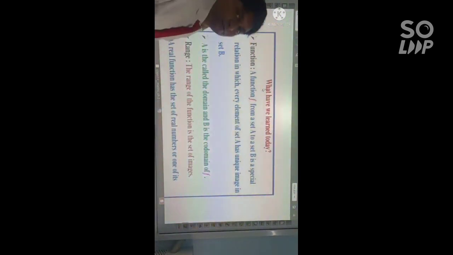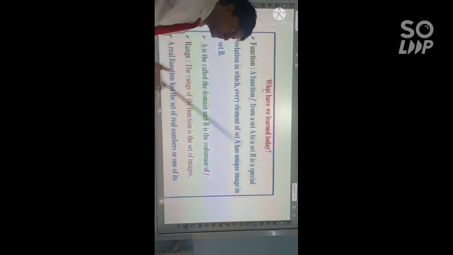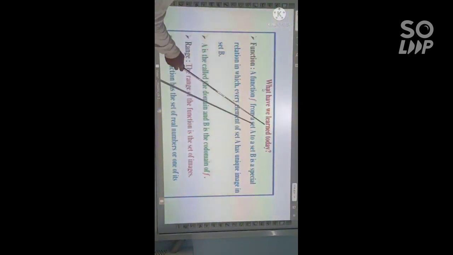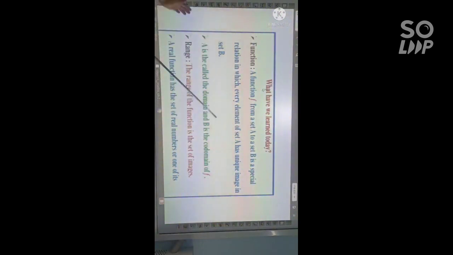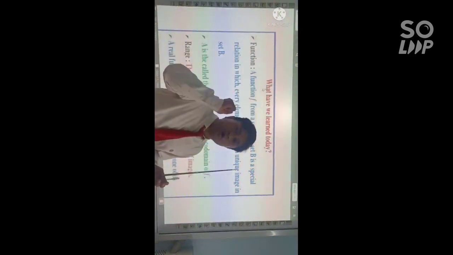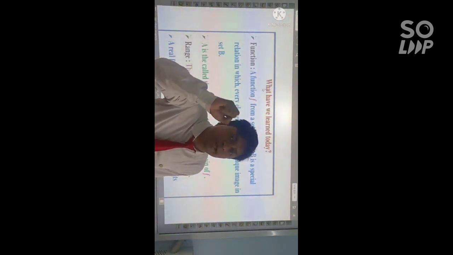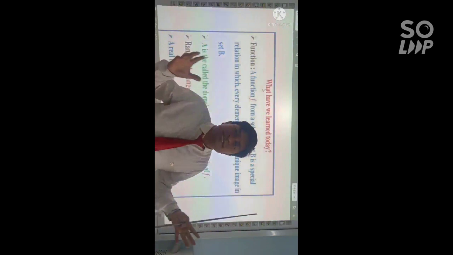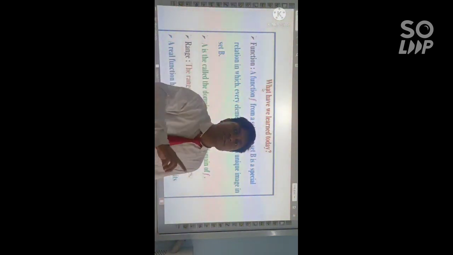What have we learned today? First is function. What is the meaning of function? A function f from a set A to a set B is a special relation in which every element of set A has a unique image in set B. It means if we have a domain and a codomain, if all the elements of the domain are different from each other, it means unique, then we say that this is a function, otherwise not a function.